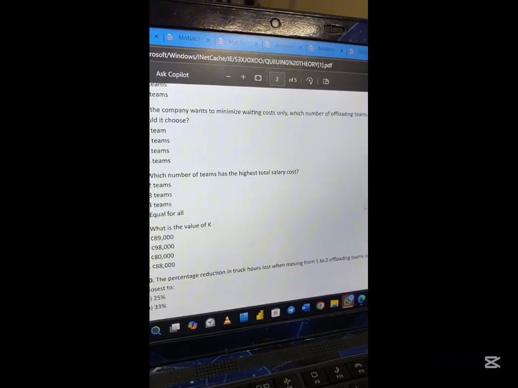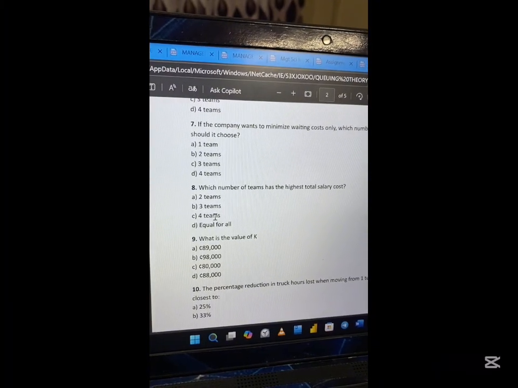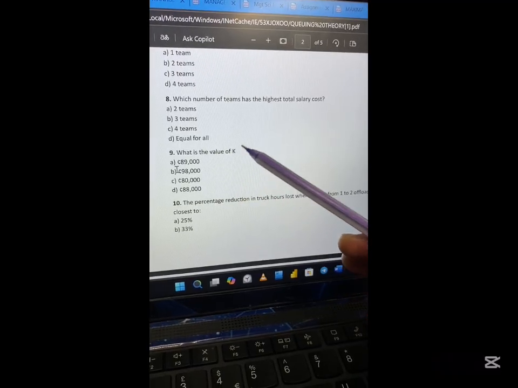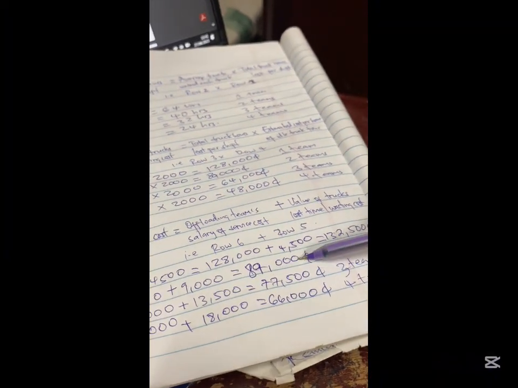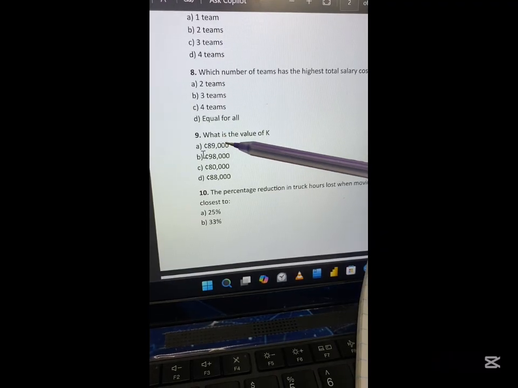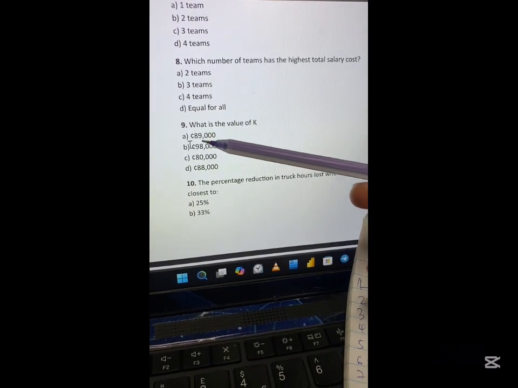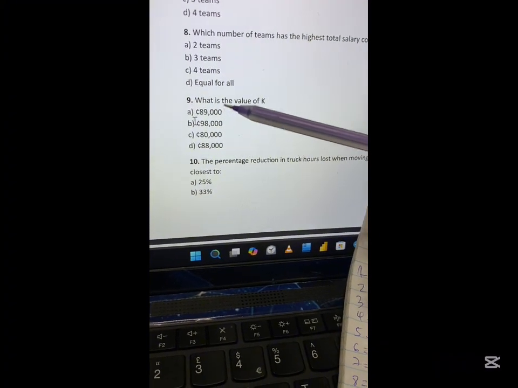Yes, so from our question, the option will be C. The number of teams that has the highest total salary cost is 4 teams. Question 9 is direct. What is the value of K? And we calculated the value of K, and the value of K is 89,000, which is option A. Be careful because options A and B are somehow confusing, but the answer is 89,000, which is A.